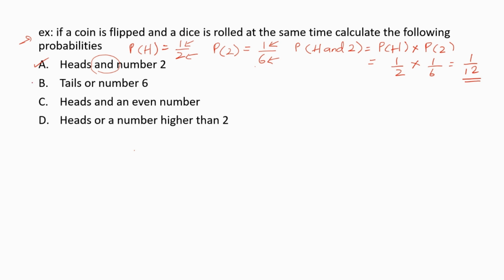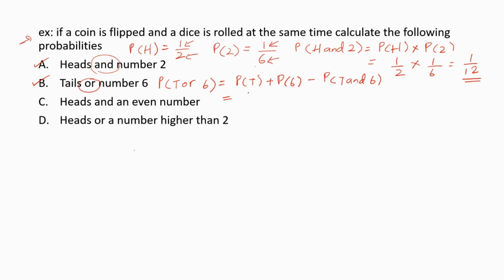Now let's do option B, tails or number 6. Now you can see there is the term OR, so we have to use the addition law. What is the addition law? Probability of getting tails or number 6 equals probability of getting tails plus probability of getting number 6 minus probability of getting T and 6. This is the formula we have to use.